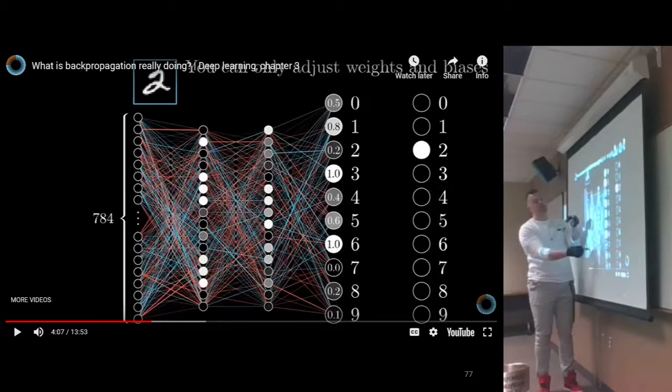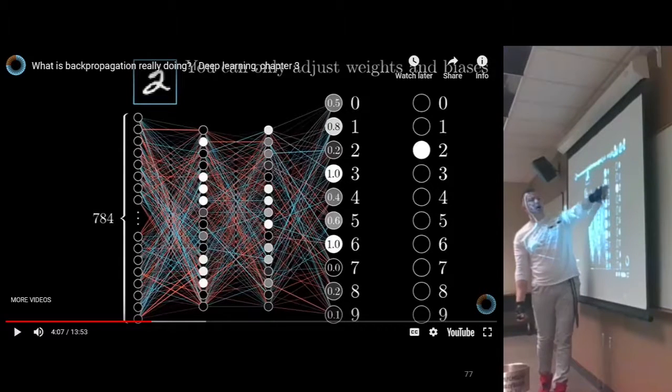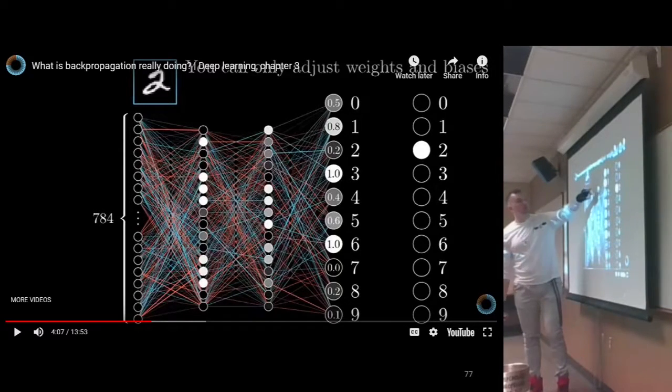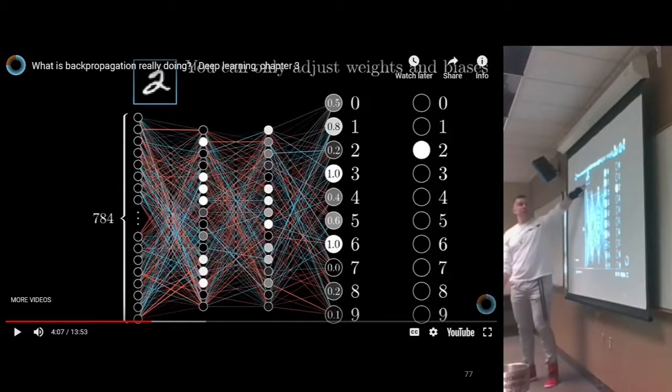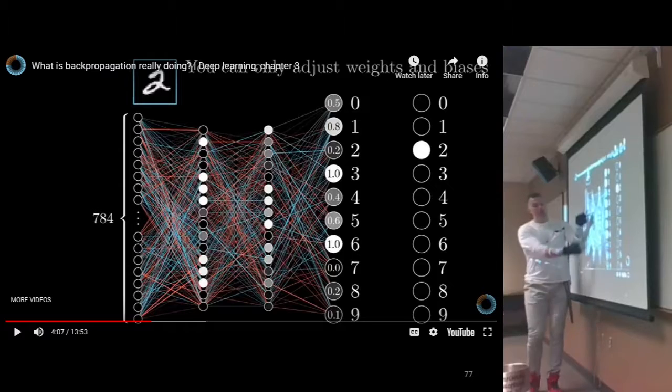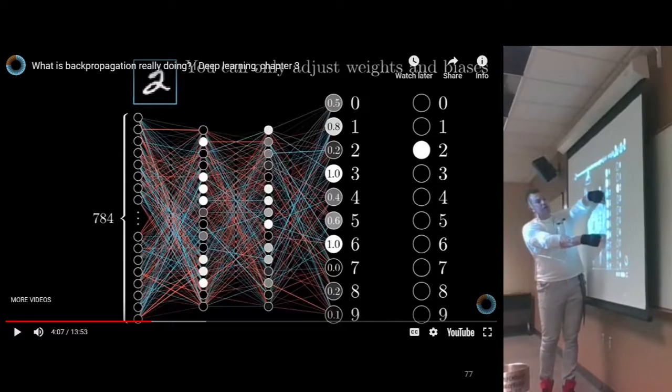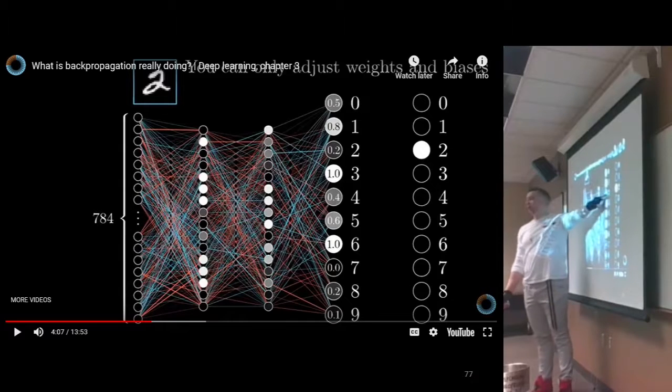Nodes will activate or deactivate other nodes, and it'll pop out here. This network is confused. They showed it this, and this network in its current state says, well, I'm kind of confused. That's either a 3 or a 6. And in reality, it's a 2.